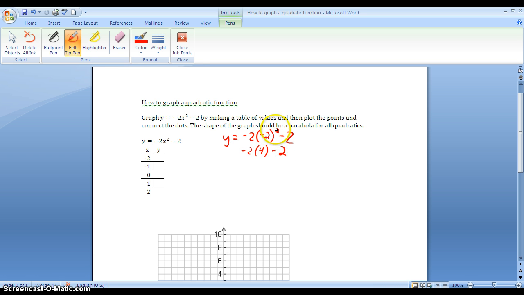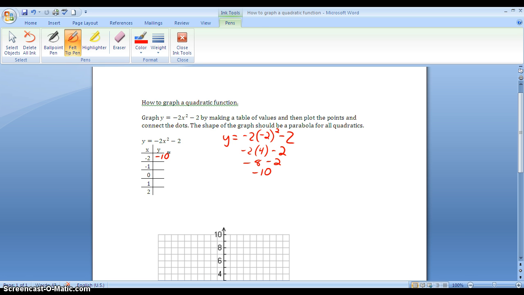Remember, a negative times a negative is a positive. All right, now I have a negative times a positive. I need to do my multiplication before I do my addition and subtraction. Minus 2 times 4 gives me minus 8. And then I have a minus 2 here. Now I do minus 8 minus another 2. It's like taking 8 steps backwards and another 2 steps backwards. Now I've gone backwards 10. So I have minus 10 is my y value there.